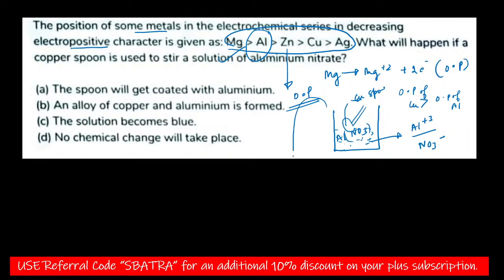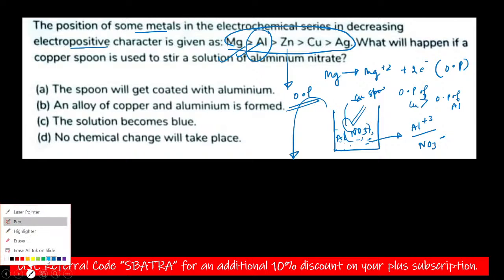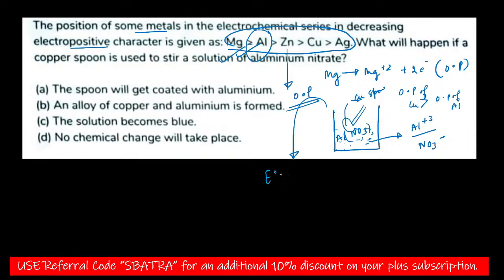Now, how can we prove this relation? According to the given order of oxidation potential, let's suppose the oxidation potential of aluminium to Al3+ is x1 volts, and the potential of copper to Cu2+ is x2 volts. According to this order, the oxidation potential of aluminium is greater than that of copper. That means the x1 value is definitely greater than the x2 value. This is clear from the question.